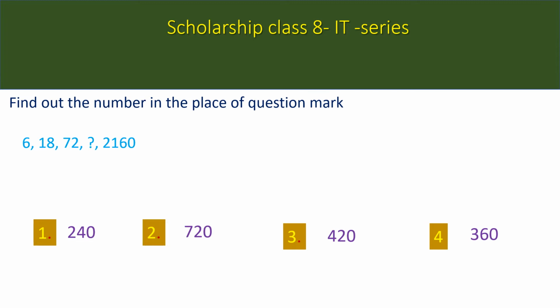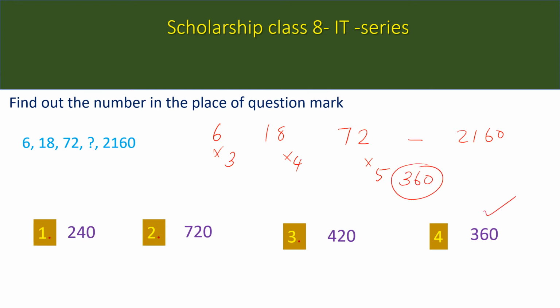One thing is quite sure, that normally it will be addition and multiplication which increase the number. So the best method is to find out the relationship between the given numbers, like 6, 18, 72, then a dash, 2160. Surely there will be some kind of multiplication. 6 into 3 is 18. 18 into 4 is 72. So is it 72 into 5? How much would it be? It will be 360, and luckily 360 is there in the options.